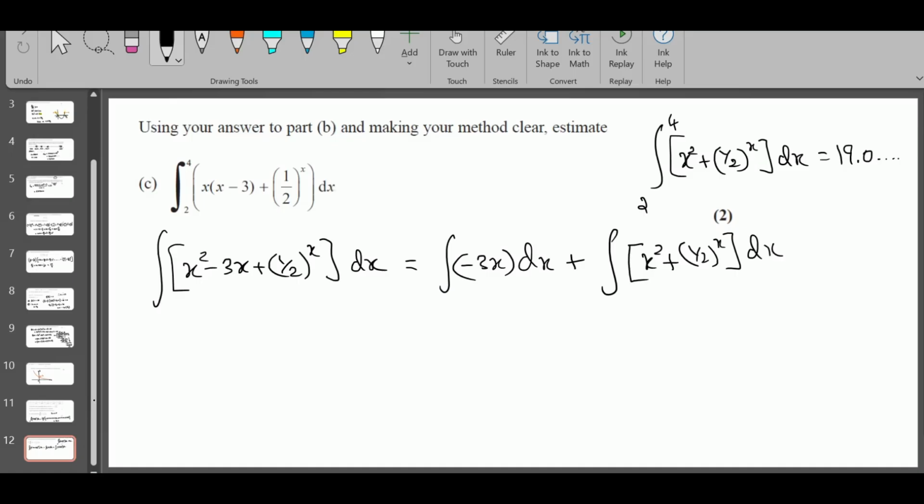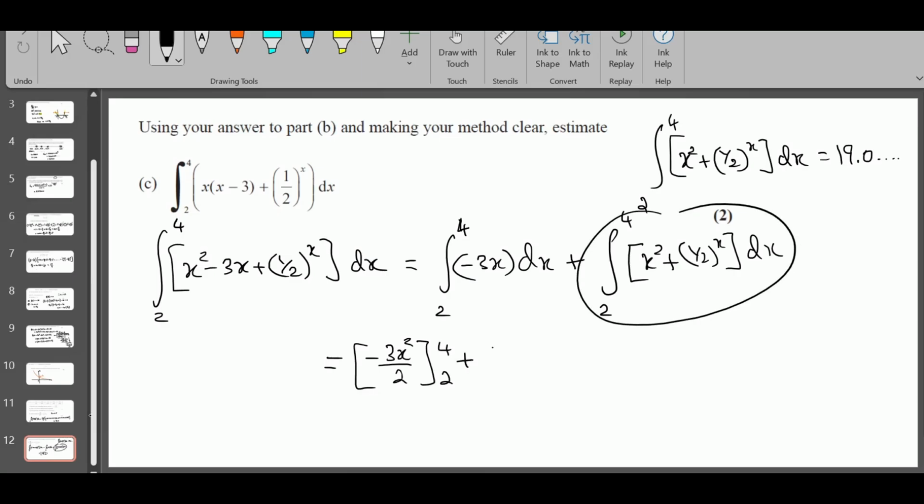I have split the integral actually into 2 integrals. The limit is 2 to 4. Did I put 2 to 4 here? Yep. The first one is a normal integration actually. When you integrate, you're going to get minus 3x square over 2, the limit is 2 to 4. Plus, here you use the answer from part B, 19.0 ..., and then get the value.